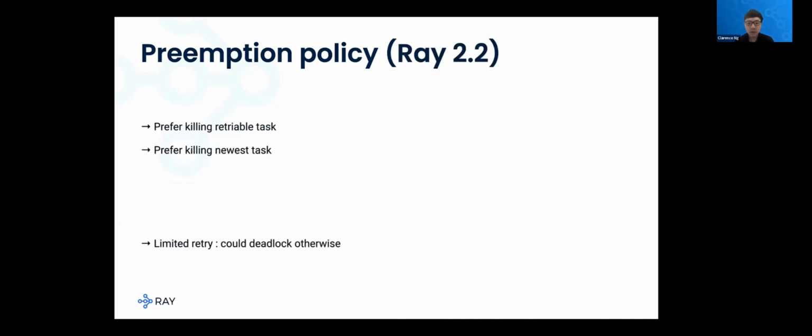In the latest release of Ray, which is Ray 2.2, the Ray memory monitor is enabled by default. And the preemption policy that it uses to find a task to kill is fairly straightforward. It'll prefer killing a task that is retriable, because if the application specifies the task is retriable, then the system would know that it is safe to retry this task. So we will prefer killing a task that is retriable. And within those retriable tasks, it will find the newest executed task to minimize thrashing.